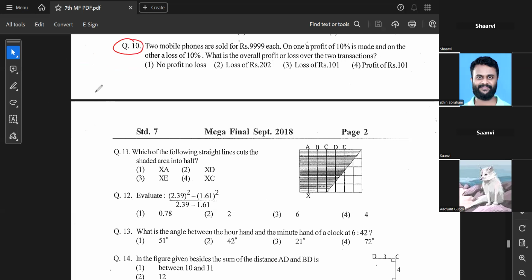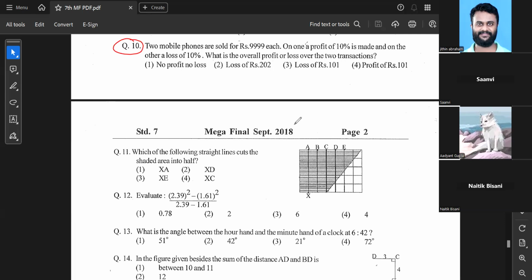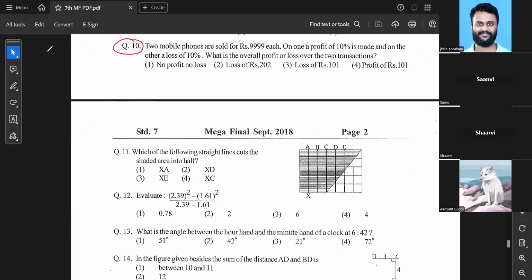Sir, why don't we just find the profit on the first phone and then the loss on the second phone and then subtract them? Yes, sir. I used the x method. So basically for the profit, x plus 10 upon 100 x is equal to 9,999, and then we'll solve with that. And then for the loss, x minus 10 upon 100 x is equal to 9,999. No, you cannot do that.